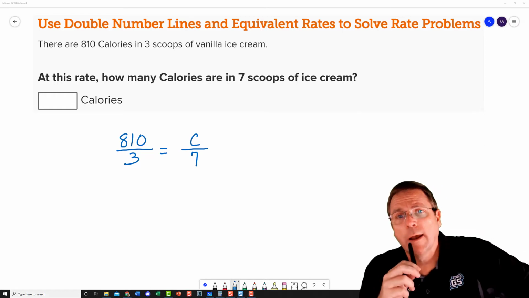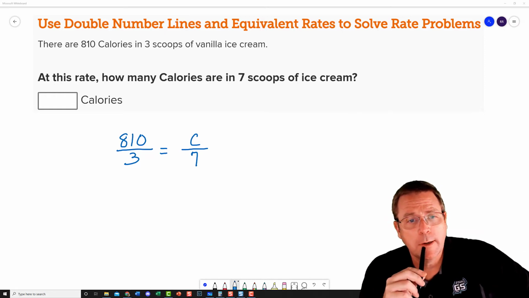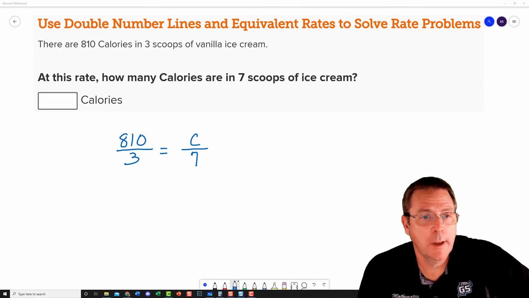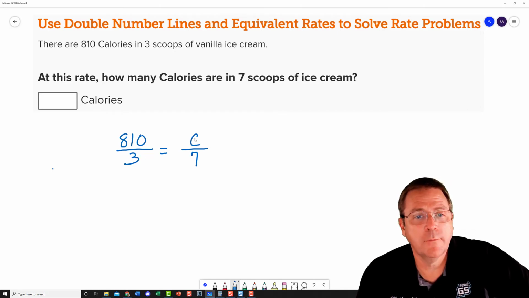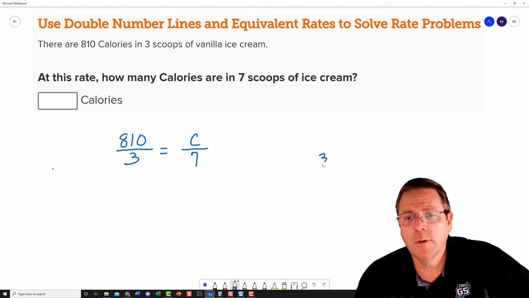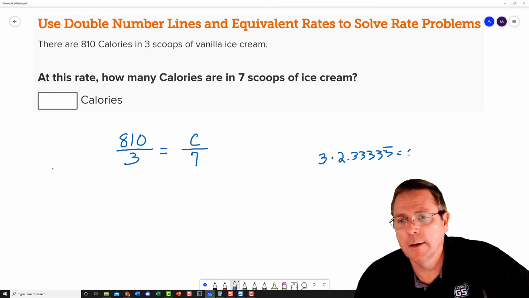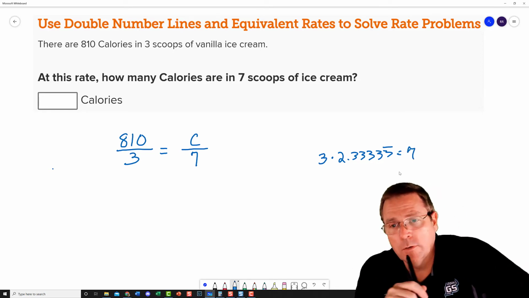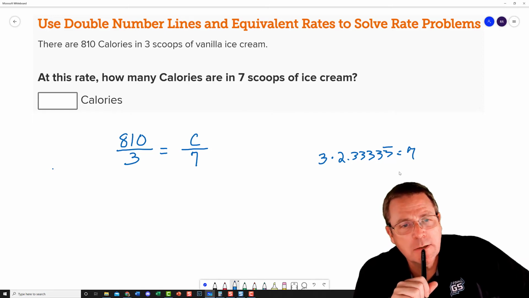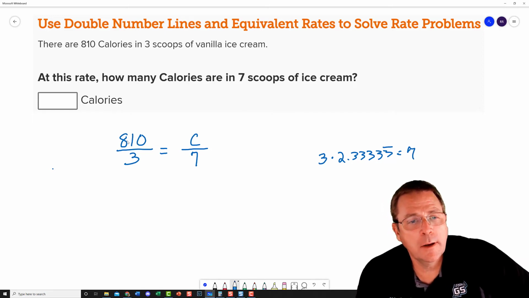Now, as I've said before, I like using equivalent rates better, so that was what I did. I set up my proportion comparing 810 to 3 on the left is equal to some unknown calories to 7 on the right. Now, if we were to use multiplication like they've been doing before, you would actually be multiplying 3 times 2.33333 repeating to get to equal 7. Or you could do it as a fraction as 2 1/3. Instead of doing that, I noticed that 810, well, that's 81, and 81 is divisible by 3. That becomes 27.